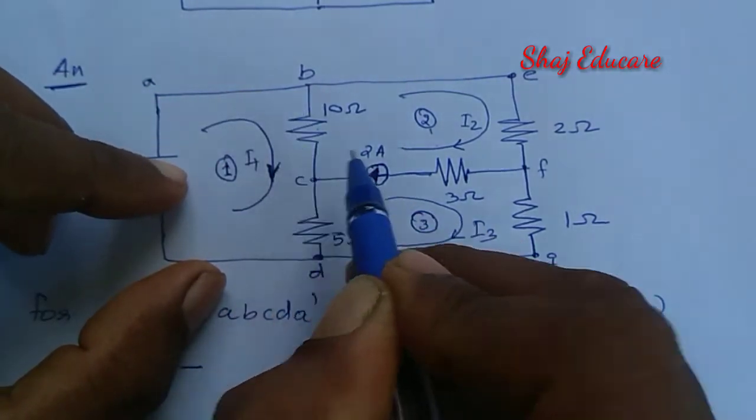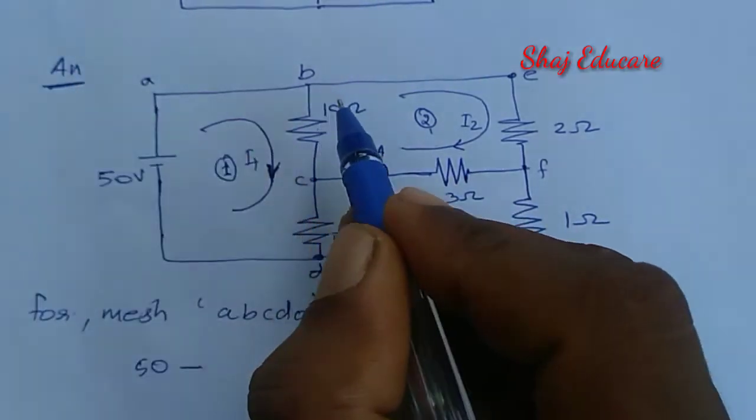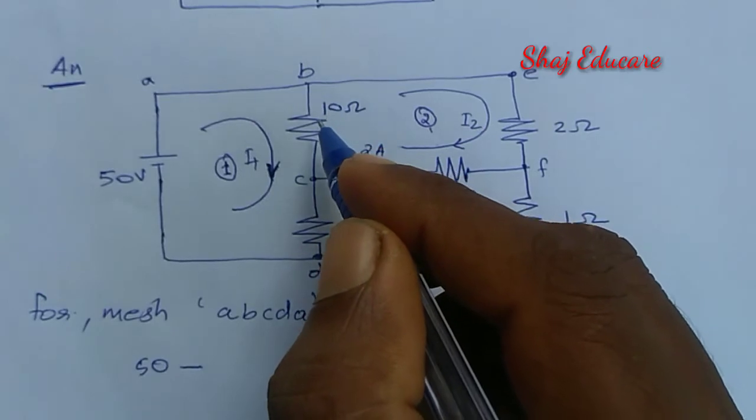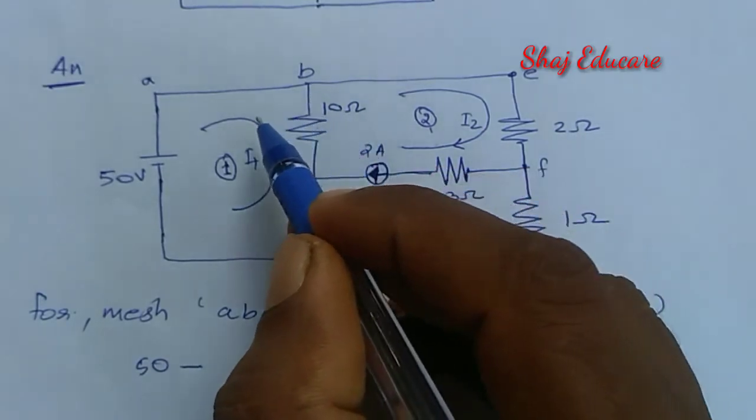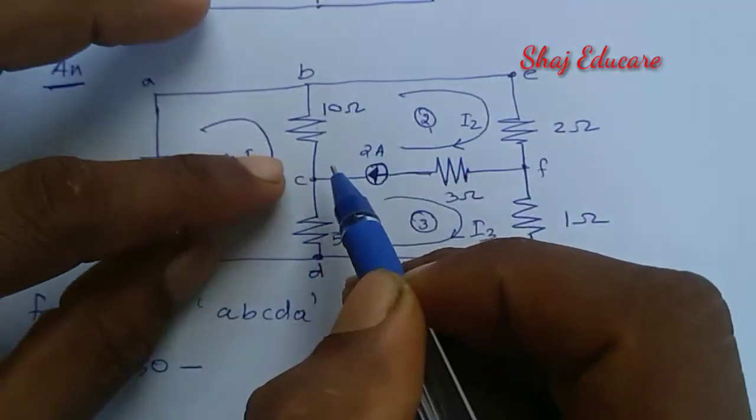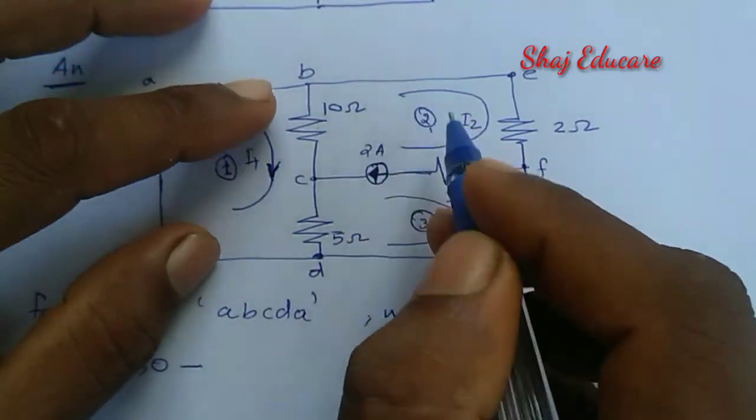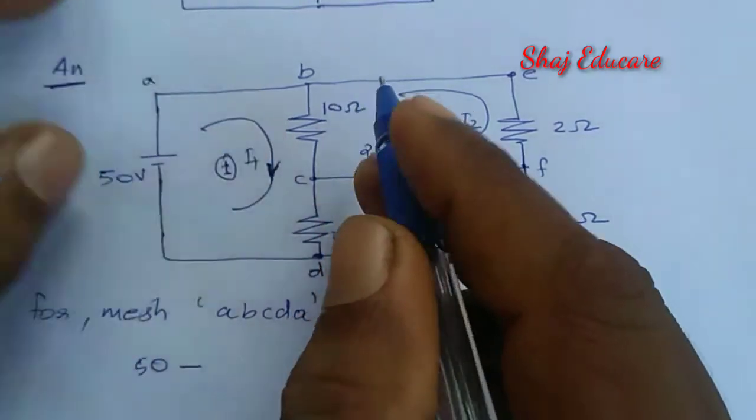I1 is flowing downward, whereas I2 is flowing upward. Both are in opposite directions. So the effective or resultant current will be the subtraction of I1 and I2. If both are in the same direction, we have to add them. If both are in different directions, we have to subtract them.